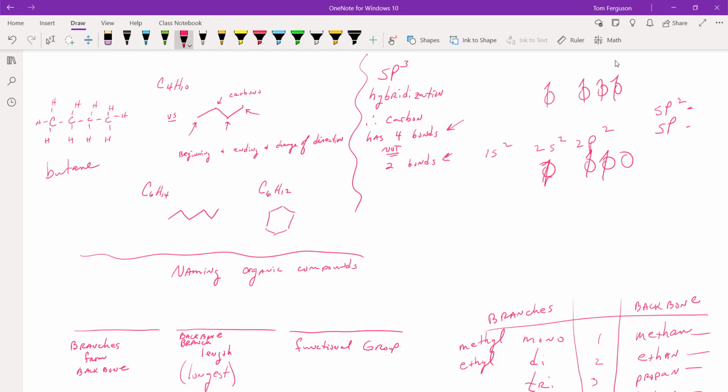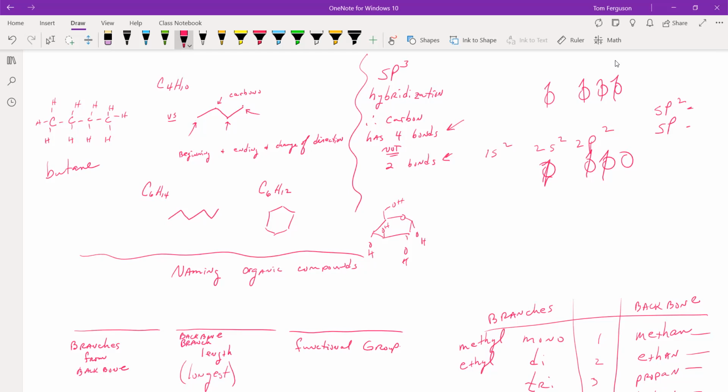Now, biochemists do the same thing. For example, glucose looks like this. That would be alpha glucose. And again, notice there are no C's there, and there are no H's there. So both organic chemists and biochemists don't do the H's or the C's.